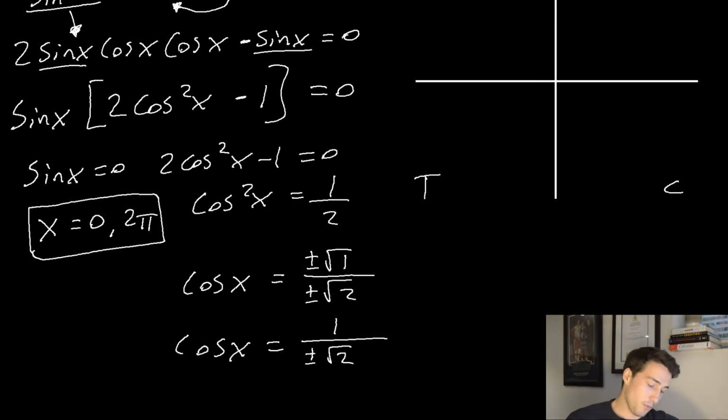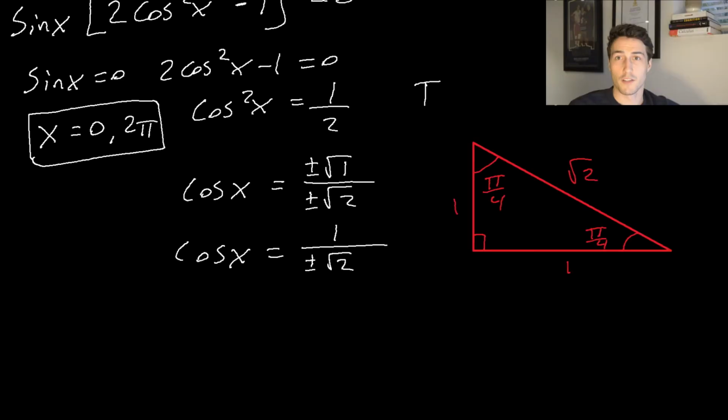For the other values, we have to look at another special triangle. So here, if we look at this triangle, what we have is our pi over 4, pi over 4, pi over 2 triangle. So cos of x is 1 over root 2. Well, cos of pi over 4 is 1, because that's the adjacent side, divided by root 2, the hypotenuse. So we're going to get pi over 4, and that is the first angle that satisfies this equation.